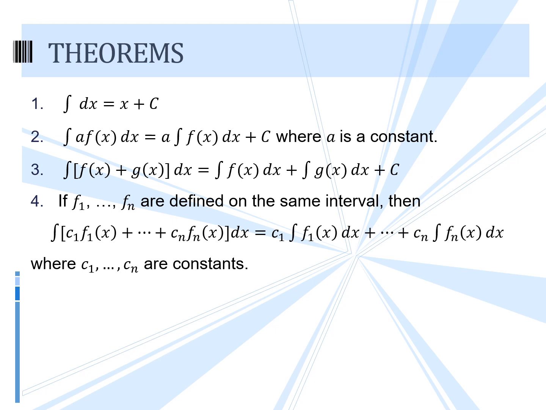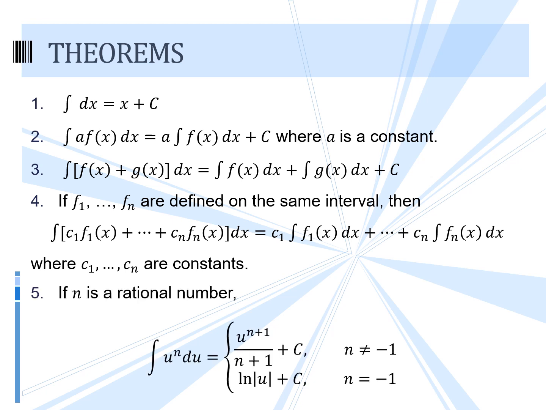Theorem 4. If f sub 1 to f sub n are defined on the same interval, then the integral of the quantity c sub 1 f sub 1 of x plus up to c sub n times f sub n of x dx is equal to c sub 1 times the integral of f sub 1 of x dx plus up to c sub n times the integral of f sub n of x dx, where c sub 1 to c sub n are constants.